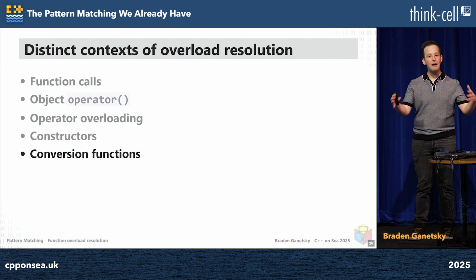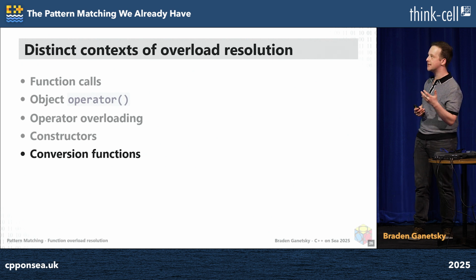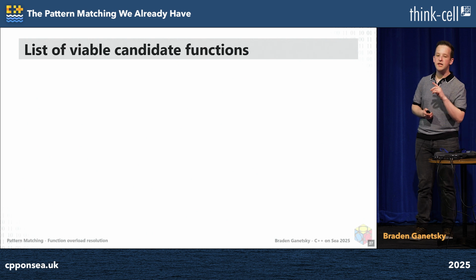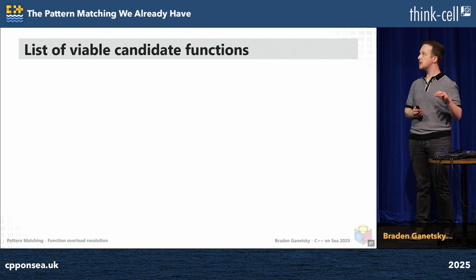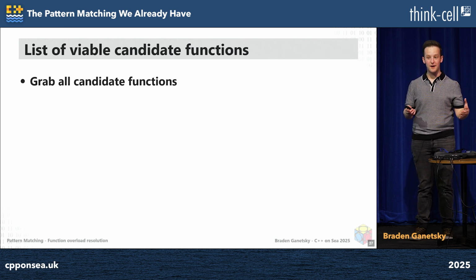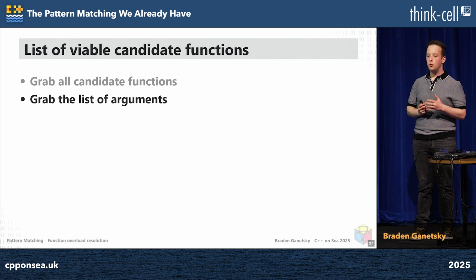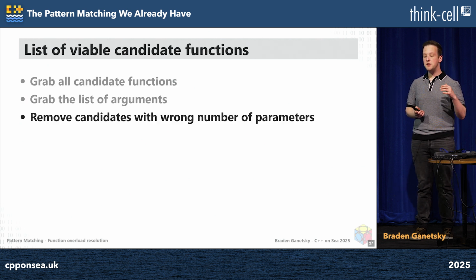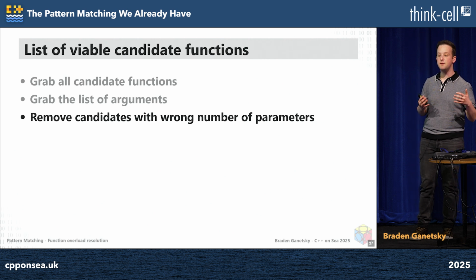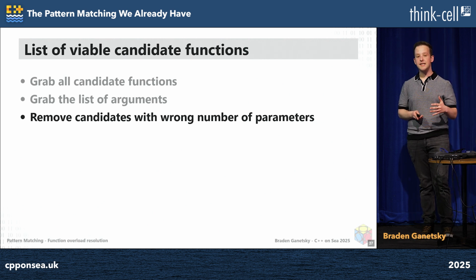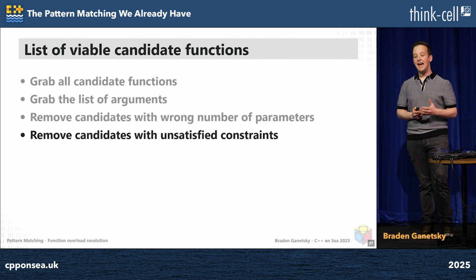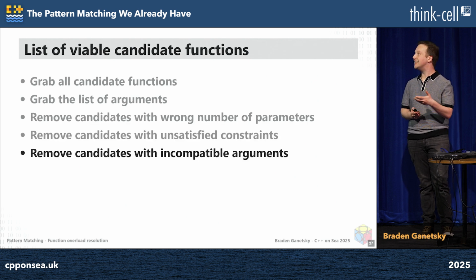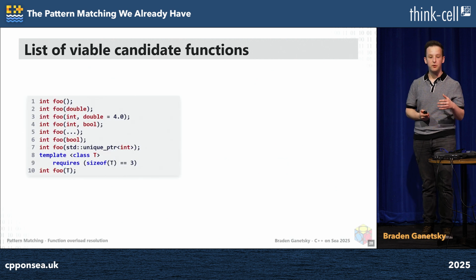We basically need to grab together all of the functions that may possibly even fit the situation where we're trying to call it. After we've done that, we need to grab the list of viable candidate functions. So we've already grabbed all of the candidate functions from the context, and now it's all the same regardless of what context you're in. We grab the list of arguments, and then we have to compare the list of arguments against the list of parameters. So we remove the candidates that have the wrong number of parameters, and then we remove the candidates that have unsatisfied constraints, and then we remove candidates with incompatible arguments. And I'll go over an example of what this looks like.